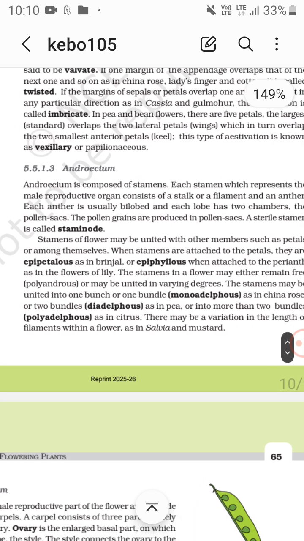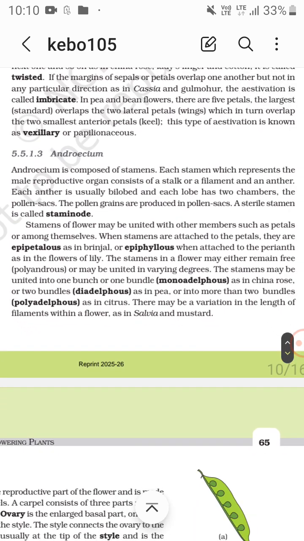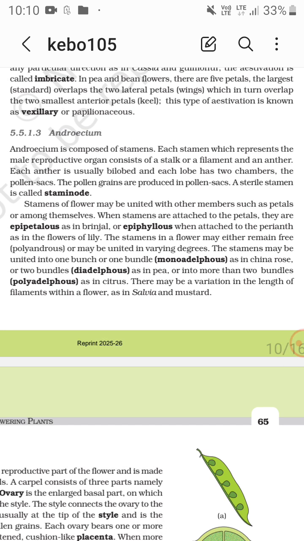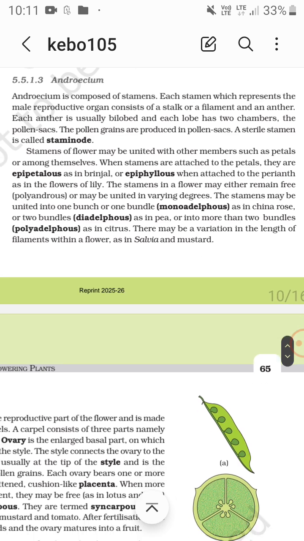Now androecium: the pollen grains are produced in pollen sacs. A sterile stamen is called staminode. Epipetalous: when stamens are attached to the petals, they are epipetalous, as seen in brinjal. Epiphyllous: when attached to the perianth. Perianth: when calyx and corolla are not distinct, they fuse, they form the perianth, as in the flowers of lily.